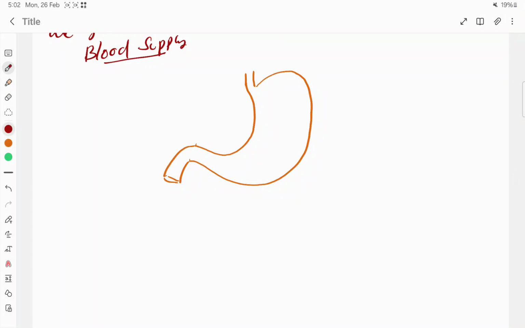Now let us see the blood supply of the stomach. You know, the stomach develops from the foregut, and the artery of the foregut is the celiac trunk. So the stomach receives blood from the celiac trunk. Let us draw the diagram. So here is a diagram of the stomach. Here is the celiac trunk.